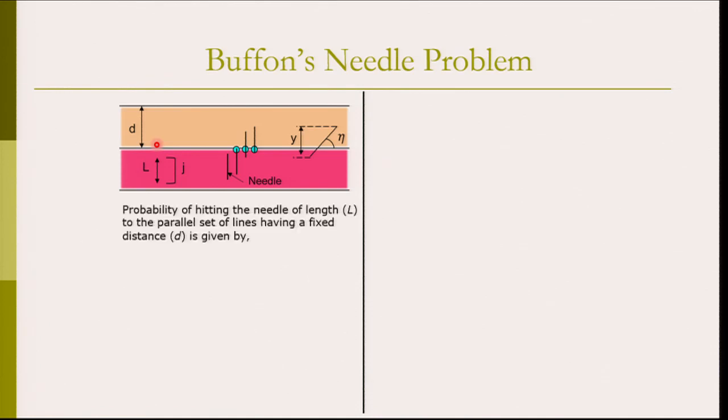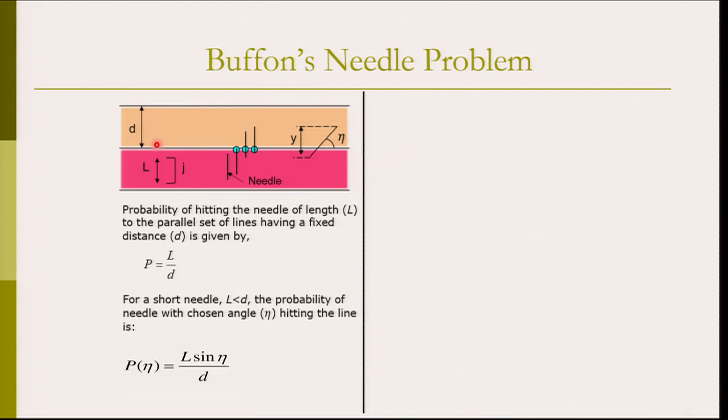So, the probability of hitting the needle of length L to the parallel set of lines having a fixed distance d is given by, as we have seen earlier, L by d. But since the length of the needle is smaller than the distance between these two parallel lines, it is also not necessary that the needle would always lie perpendicular or parallel to the direction of the line while it is hitting.